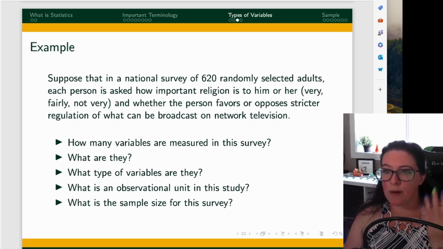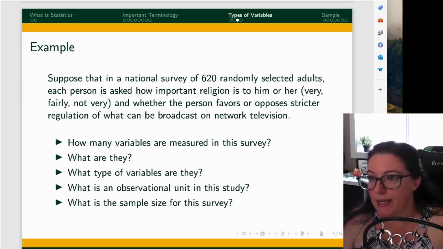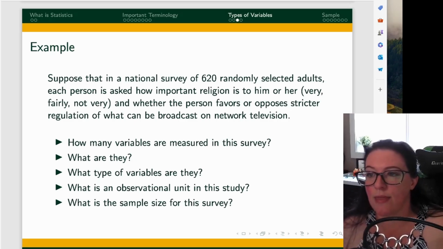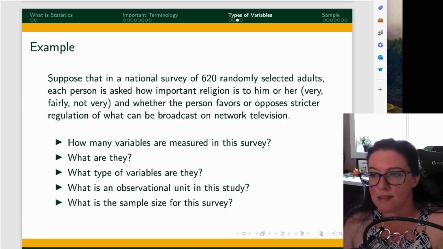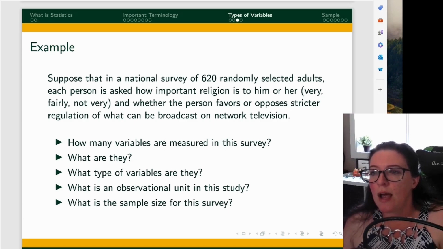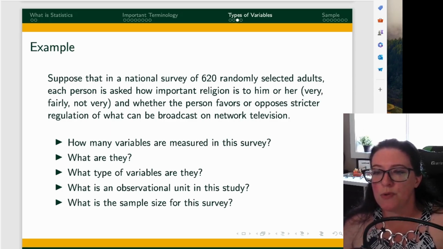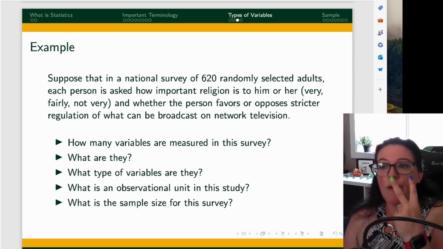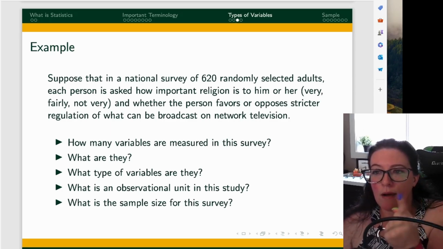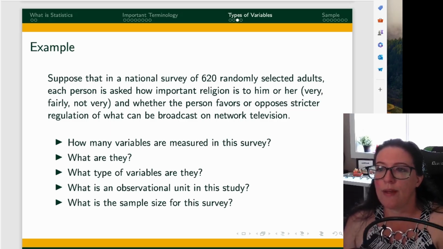So one variable is how important religion is. I need to update this to say they. My apologies, that is not gender neutral. And whether the person favors or opposes stricter regulations. So we have two variables here. We have religion and whether they favor or oppose stricter regulations.